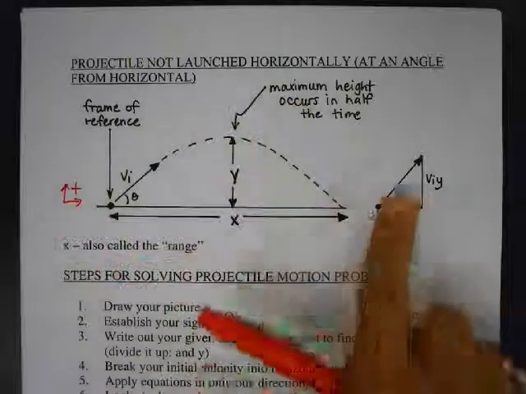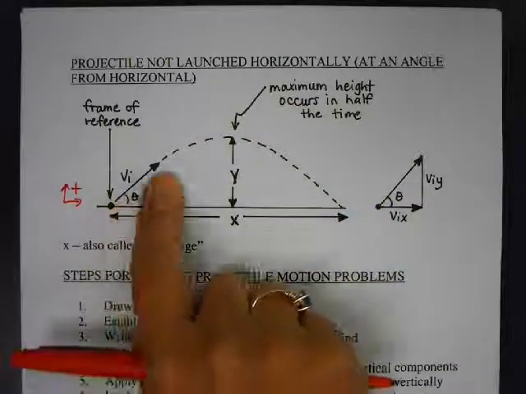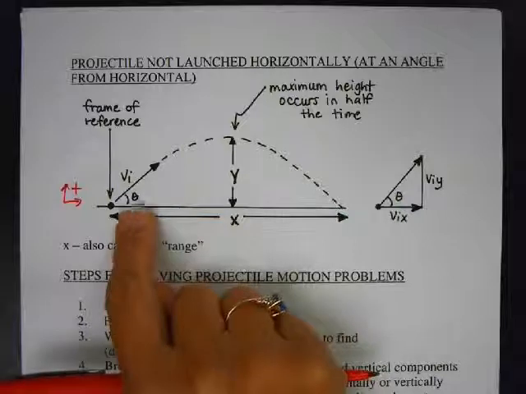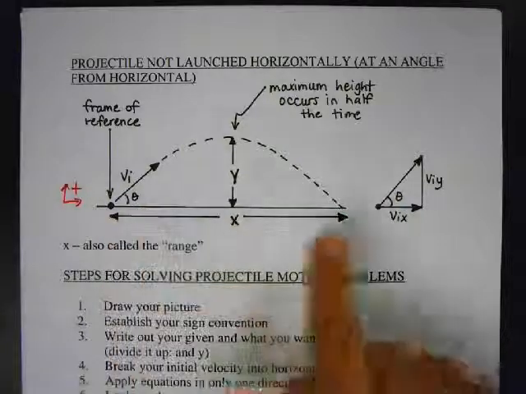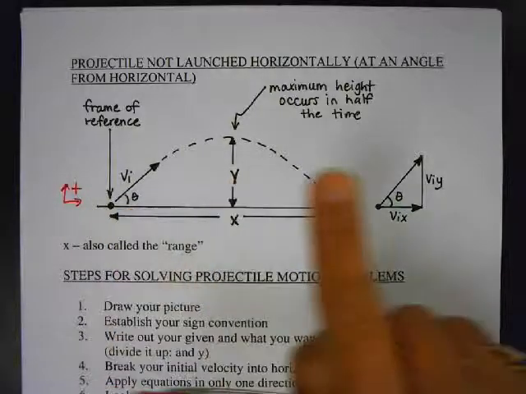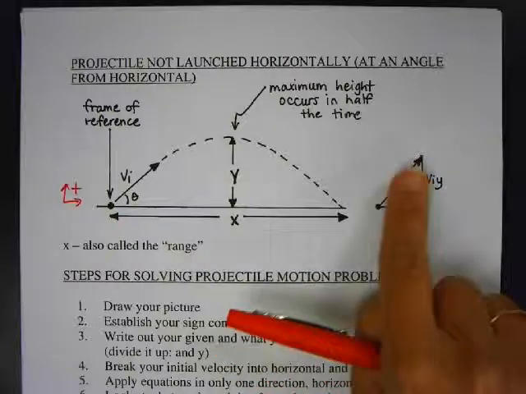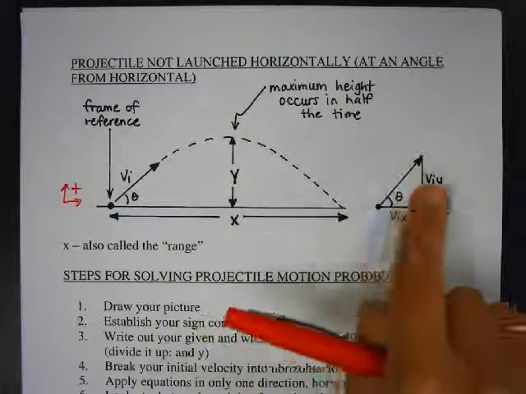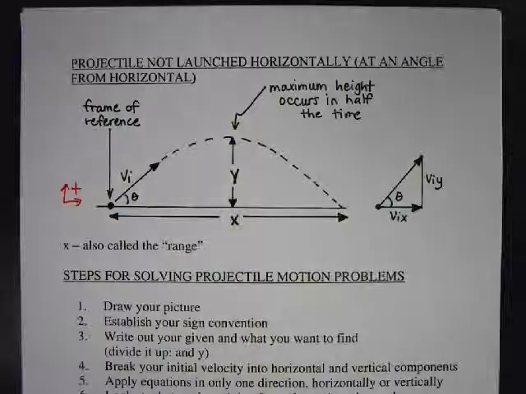Now we're going to draw our picture. And if you're given the initial velocity at an angle, you're going to write down that information. And again, once you have this, one of the things you can do is break that up into horizontal and vertical components, because with two-dimensional motion and projectile motion, we're always going to look at the horizontal and vertical separate from one another.